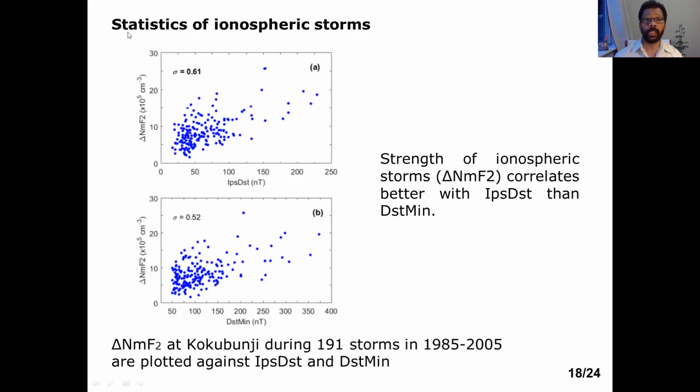Now we are coming to the statistics of ionospheric storms. That is, statistically, which parameter is better for ionospheric studies, the new parameter or the conventional parameter. For that, we considered the ionospheric storms measured by the ionosonde at Kokubunji in Japan for 20 years from 1985 to 2005. During this 20-year period, 191 positive ionospheric storms were recorded. Then we found the peak strength of the positive ionospheric storm for each storm, that is delta NmF2. That is plotted against the new parameter and also against the conventional parameter. Then we found the correlation coefficient. The correlation coefficient is better with the new parameter than the conventional parameter.